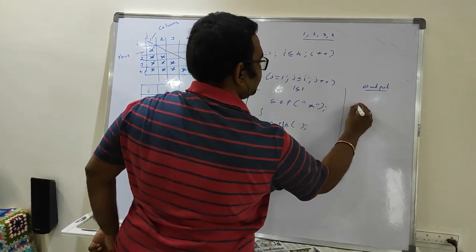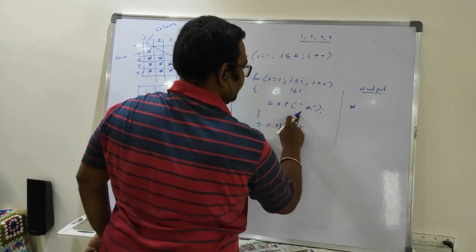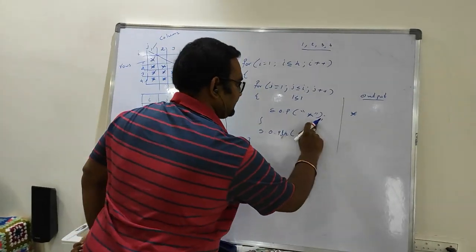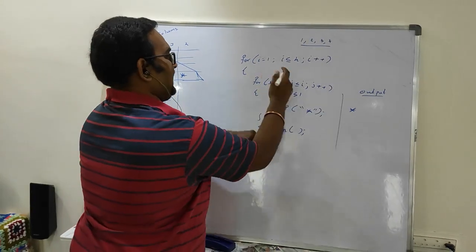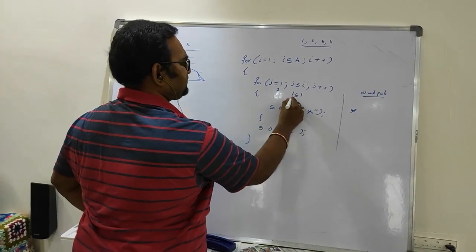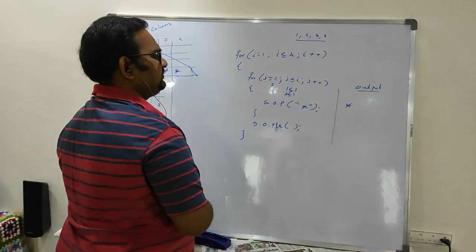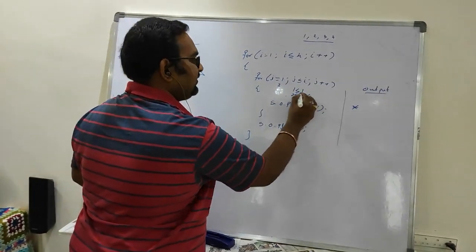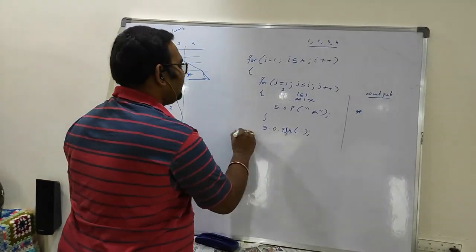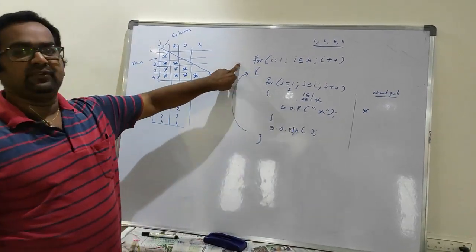Yes, the condition is satisfied, so it will enter the loop and print the first star. Now j is equal to 2. Is 2 less than or equal to 1? No, the condition has failed here. So it will go back to the first for loop.